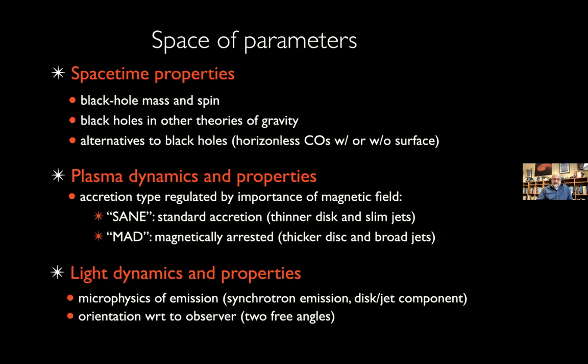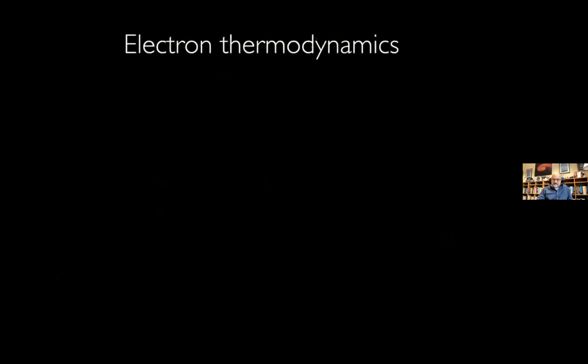We know that it has to be synchrotron emission, has to come from electrons going around magnetic fields. But we don't know where the electrons are because we don't track electrons, we track ions. And then, of course, this is a purely geometrical orientation problem. You have two free angles, you have to know how to constrain them. The electron thermodynamics is, in my view, one of the most serious difficulties.